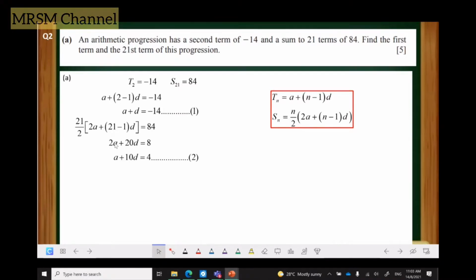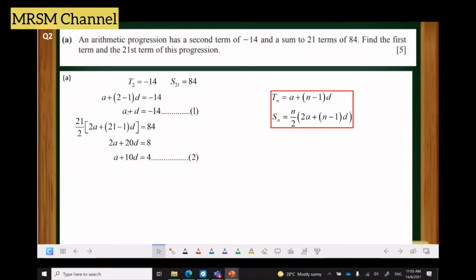Kecilkan dulu sebab 20 dengan 8 all is a multiple of 2. So you divide by 2, yang ni pun divide by 2, so you will get equation 2. Again, simultaneous equation kan? Lagi-lagi simultaneous equation. So kita kena buatlah simultaneous equation. A plus D negative equal to negative 14 dengan A plus 10D is equal to 4.